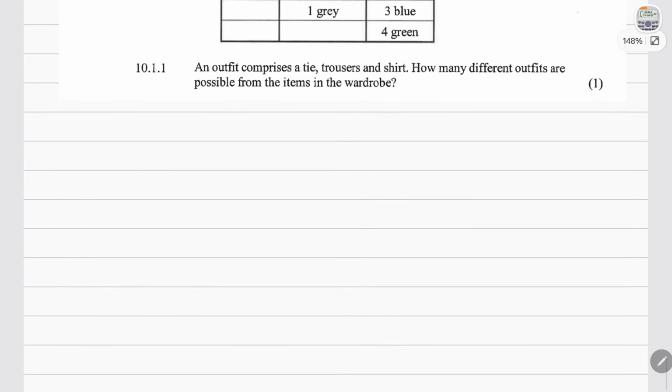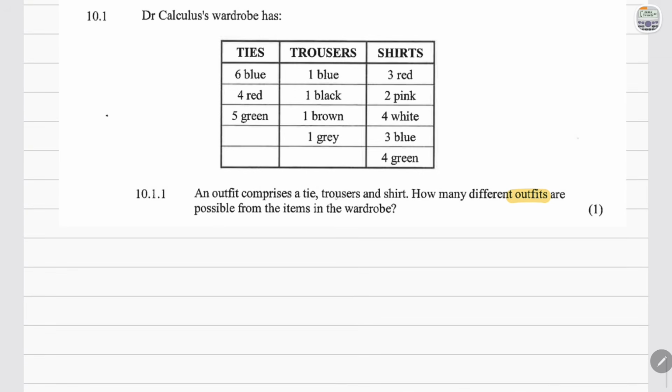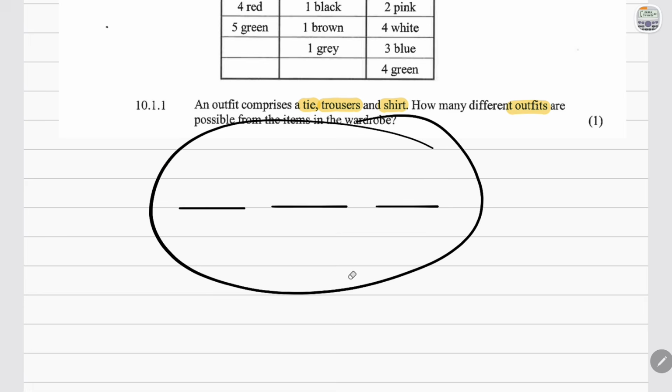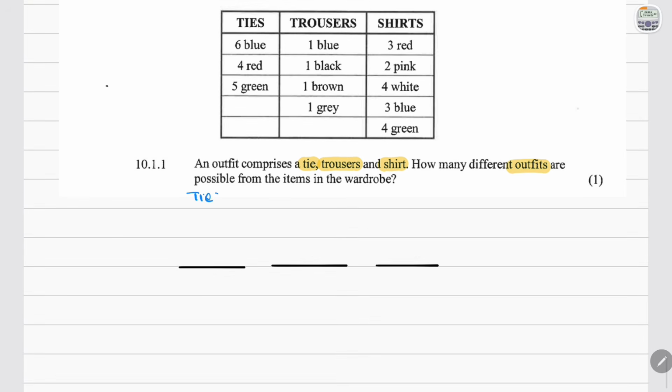Okay, so this is a case of counting principles. We can think about it like this: to create an outfit, we need the following combinations. We need a tie, a pair of trousers, and a shirt. So we can look at the number of things that he can have in each of these categories, but all of this makes up an outfit. On this side, I'm going to put the ties, and I'll label it on top so you know what we're working with. So that will be ties, then trousers, and then shirts.